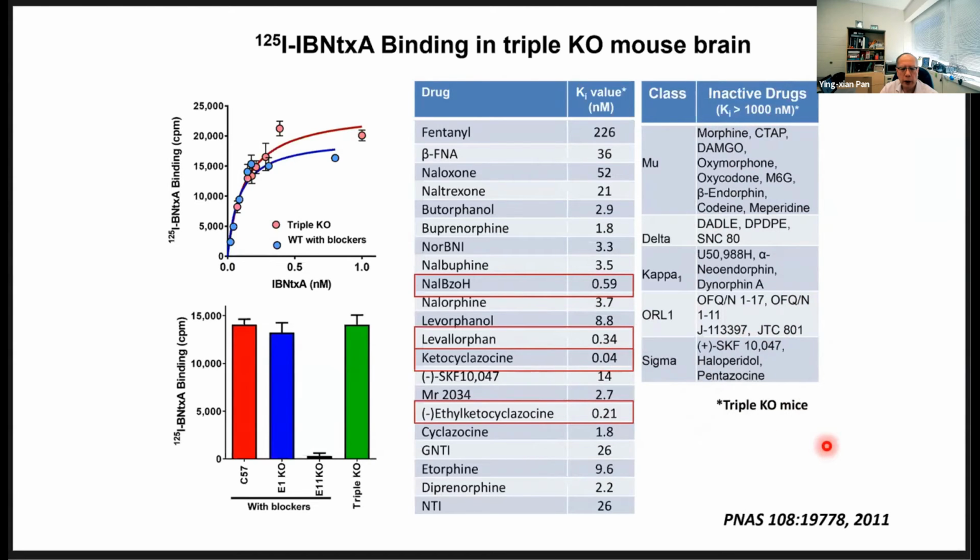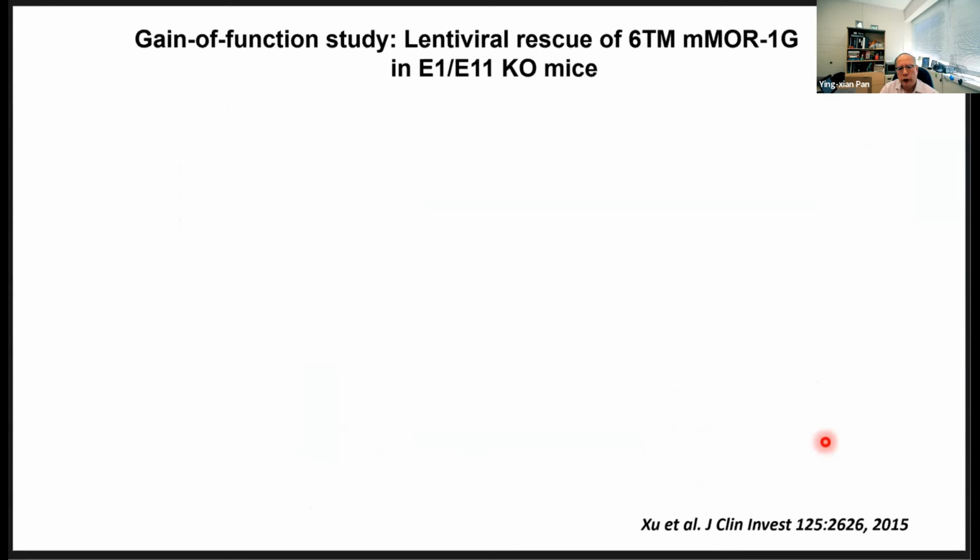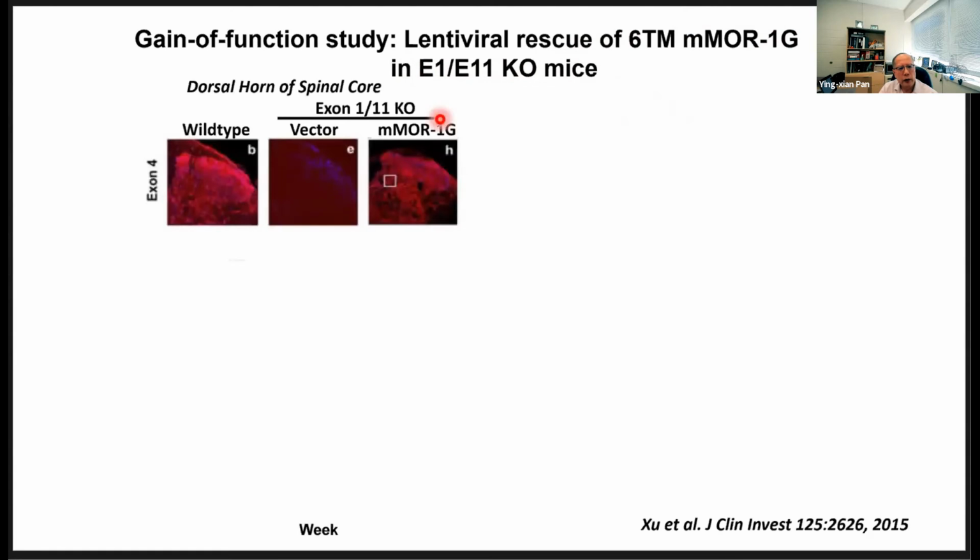It's quite unique, this binding site. To further validate that IBNtxA analgesia is mediated through the 6-TM variant, we performed gain-of-function studies, using lentivirus rescue studies, where the lentivirus expresses MR1G, which is a 6-TM variant. We use this double E1, E11 knockout. As I mentioned before, in that knockout we lost IBNtxA analgesia, and we lost every analgesia, including morphine, fentanyl, any mu opiates. Now we give the lentivirus intracerebrally.